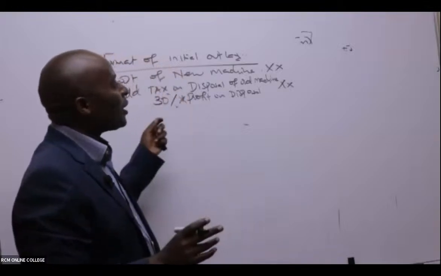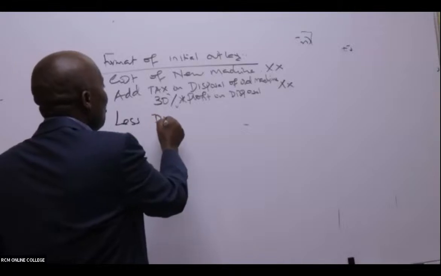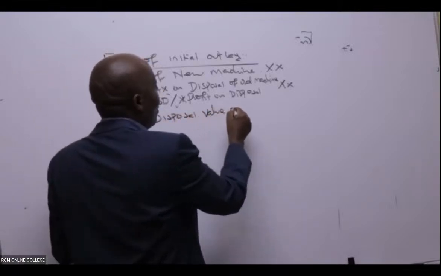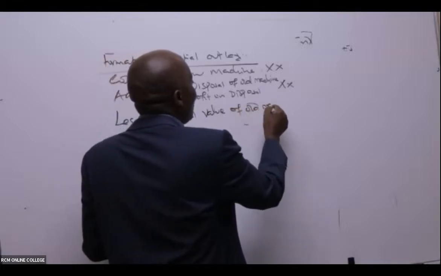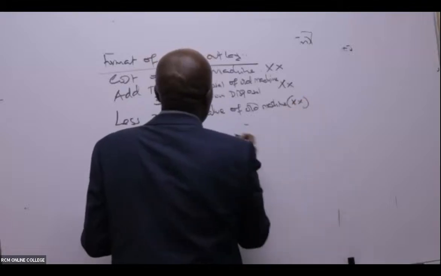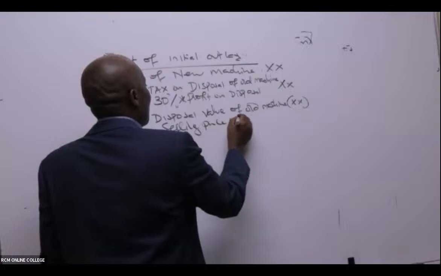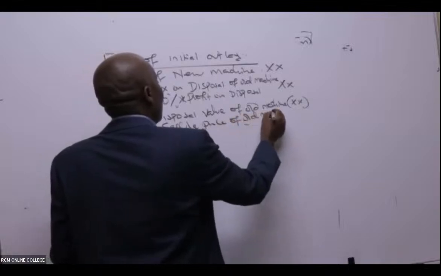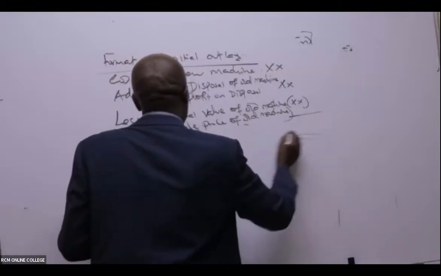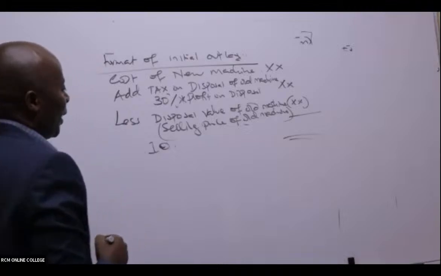So that will have to go to your initial cost. But now you're going to get some relief. You less the disposal value of the old machine, the selling value, the selling price of the old machine. And then you get the IO, the initial outlay.